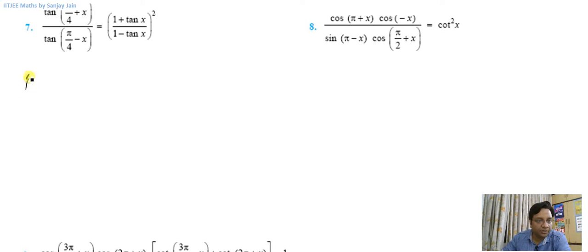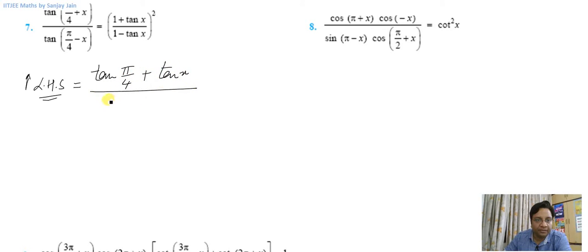So let us start question number 7 here. So only left hand side you have to focus on. If you see the numerator, it is tan A plus B, right? So we will open it as tan A plus tan B divided by 1 minus tan A tan B.